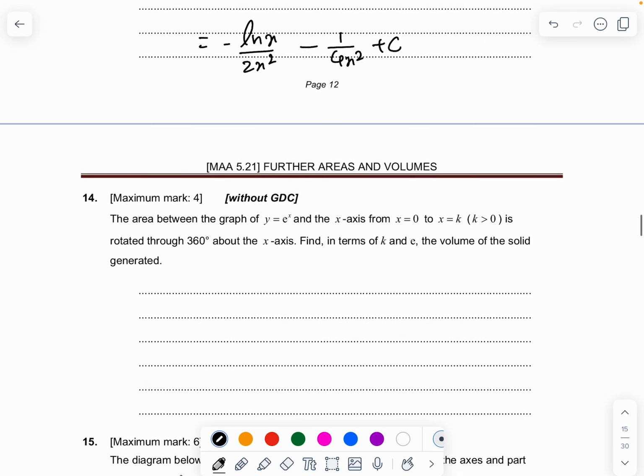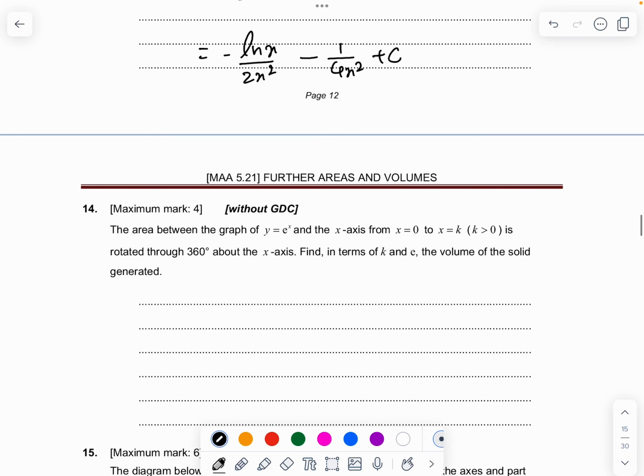Then substitute the limits. Once I substitute the limits, area equals minus ln x upon 2x square minus 1 upon 4x square from the limits 1 to 3. You should be getting (4 minus ln 3) upon 18.